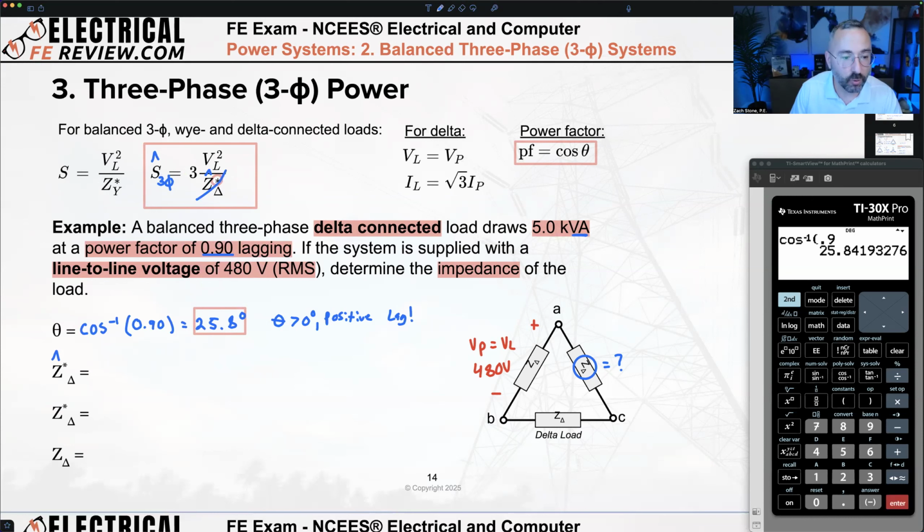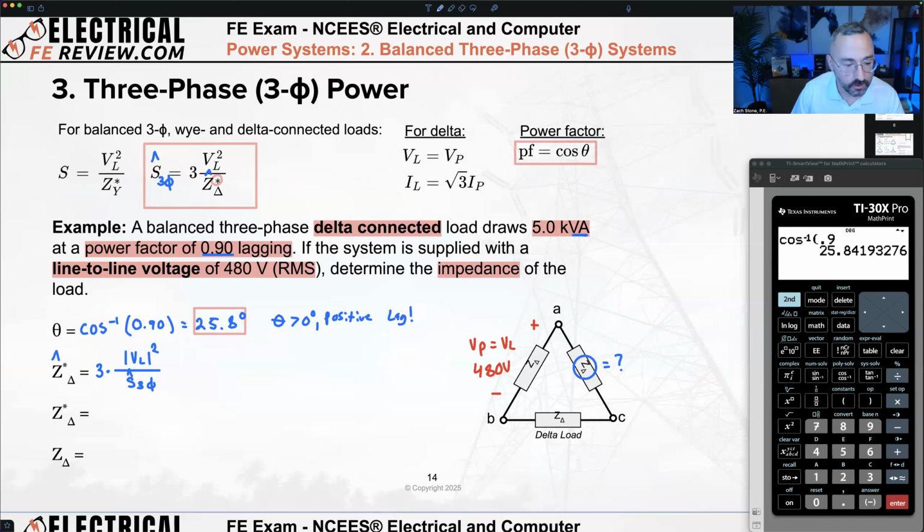All right, rearranging this formula, solving for complex Z delta conjugate. All we're going to do is replace Z with S. So we have 3 times the square of the magnitude of our line voltage divided by the complex three-phase power.